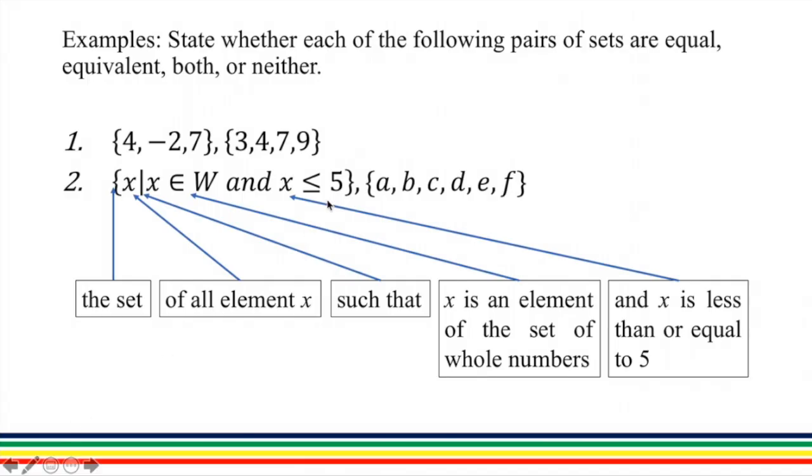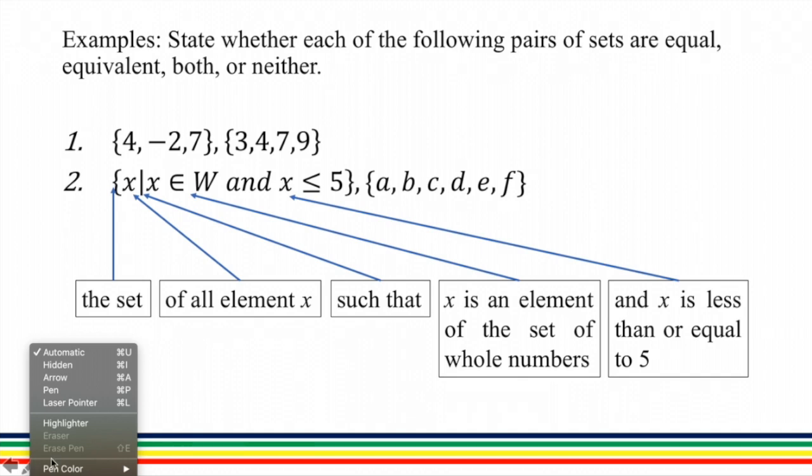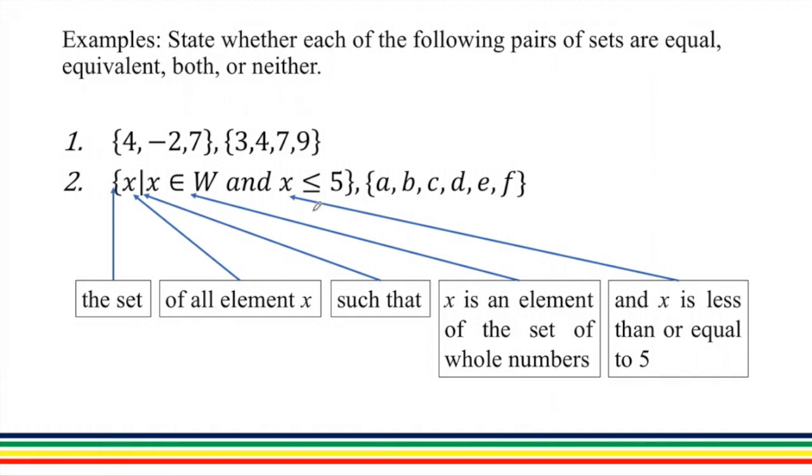Therefore, we have 6 elements in this set, and the second set also has 6 elements. Therefore, for number 2, the sets are not equal, but they are equivalent. So that's for number 2.